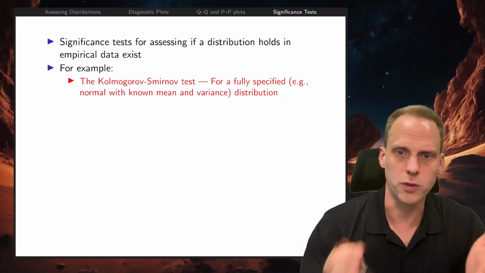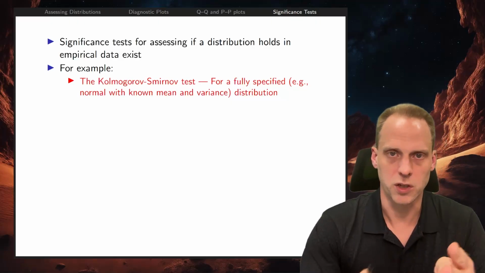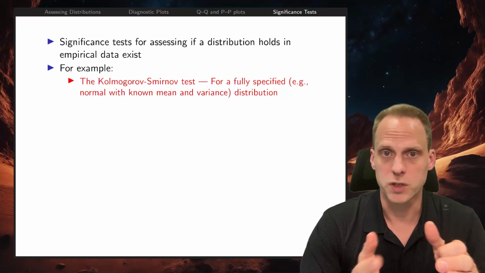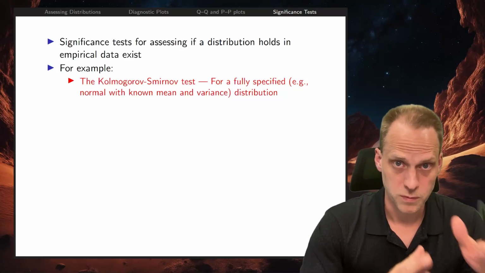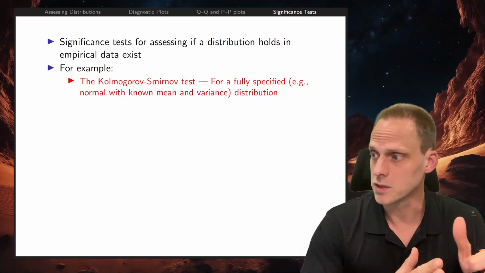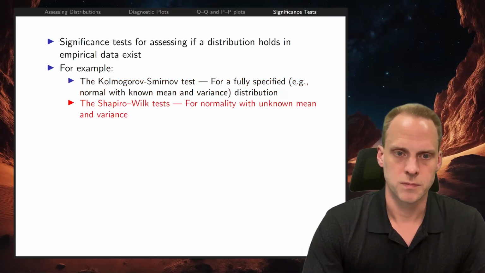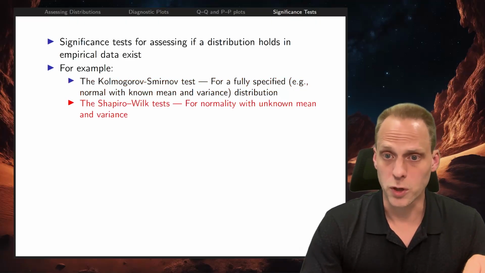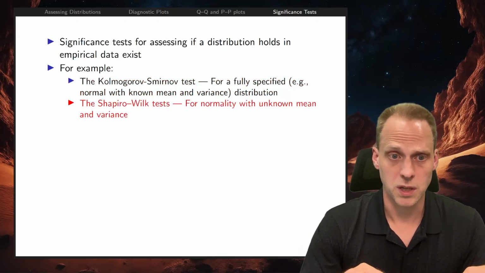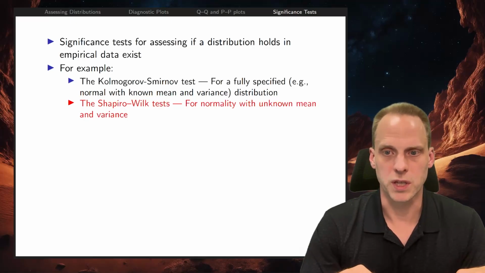Normally, we don't know that. We just want to check, does a normal distribution hold? But we don't know exactly which normal distribution. We don't know the exact mean and variance of the distribution on the test. In the case that we don't know the exact parameters, we can use something called the Shapiro-Wilk test for normality.